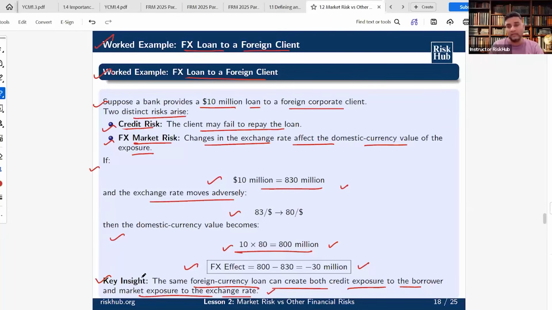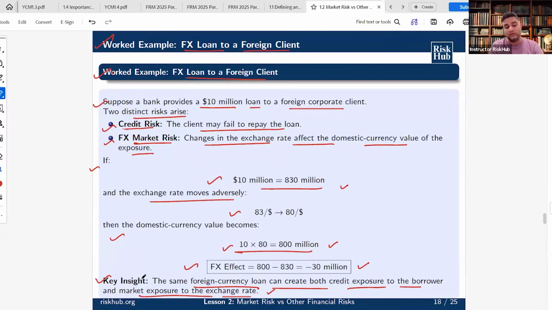So the idea here is the bank lends $10 million to a foreign corporate client. Two risks arise. Credit risk: the client may not repay. FX market risk: the exchange rate changes the domestic currency value of the exposure. Domestic currency is the bank's reporting currency. An exchange rate quoted at 83 per dollar means 83 units of domestic currency per $1. $10 million is equal to 830 million. This is the starting point, converted at a rate of 83 per dollar. 10 times 83 is 830.